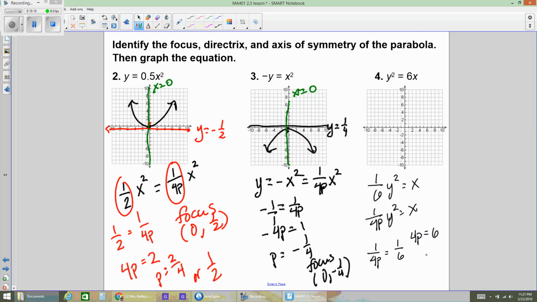Unless your pen's messing up. There we go. Divide by 4, divide by 4. P equals 3 halves. Now, it's a y squared, guys. What's that mean? It means we're going to open either to the right or the left. So we're going to go 3 halves to the right for our focus. So our focus is at 3 halves, 0.